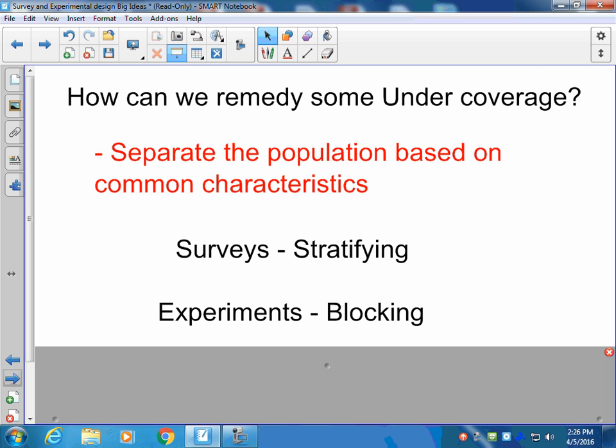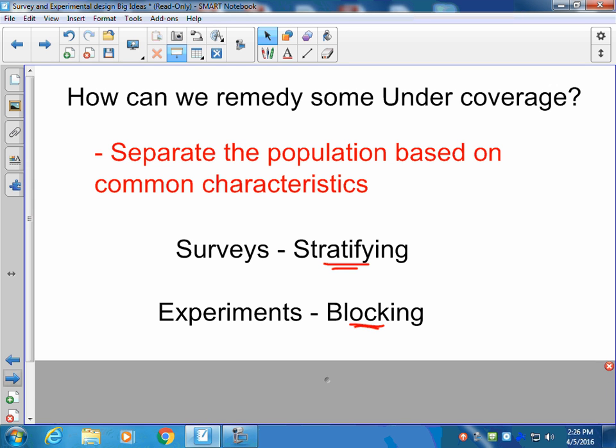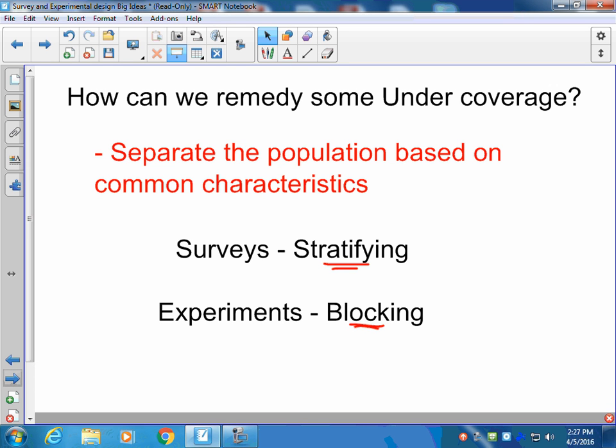And we just have to be careful of terminology here. If this is a survey situation, we want to use the term stratifying. Okay, so we're stratifying the groups for a survey. The proper term in an experimental setting is called blocking. We're blocking them based on those common characteristics: male, female, age, ethnicity. There are a number of situations where we can stratify or block because it's an important characteristic, and it has to be common of the individuals overall.